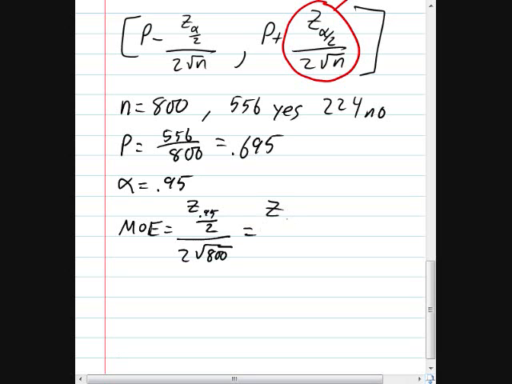Z sub 0.95 divided by 2, well, 0.95 divided by 2 is 0.475, so that's the z number we need to find. It's still divided by 2 times the square root of 800. We know how to find that z-score using the techniques previously discussed in this video. So if you look for this z-score, you'll find that it's approximately 1.96.